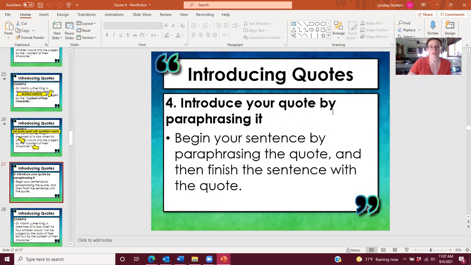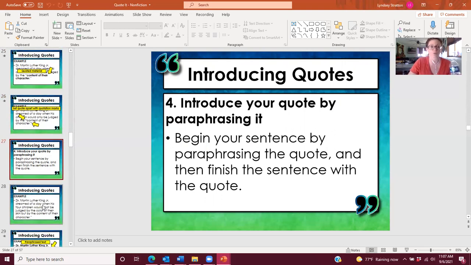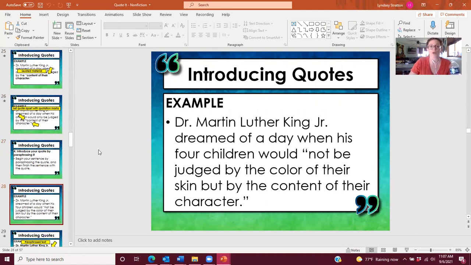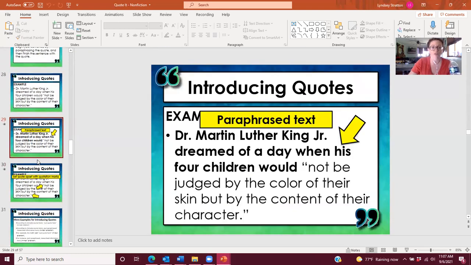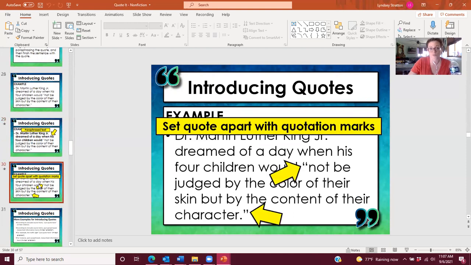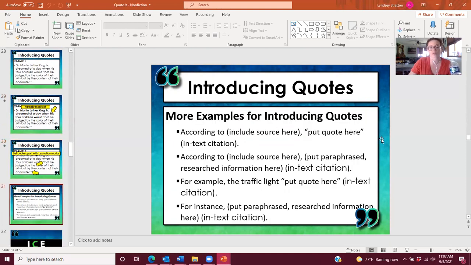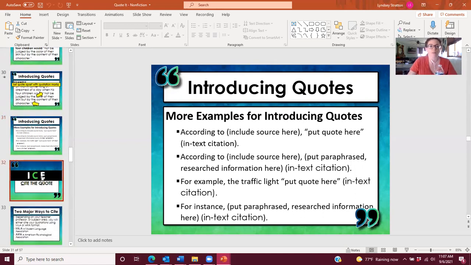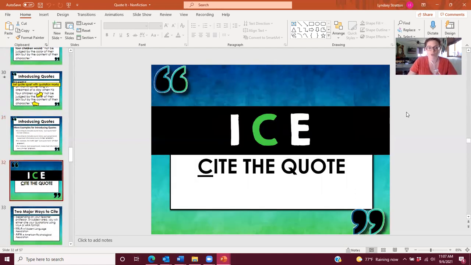And the last one is you're going to paraphrase, okay? You're going to paraphrase the quote and you're going to finish it with the actual quote. So for example, Dr. King dreamed of a day when his 4 children would not be judged by the color of their skin, but by the content of their character. Okay, paraphrase text, quote. So here are some other phrases that you can use: according to blah, blah, blah, for example, for instance, okay? And then we are going to cite it.